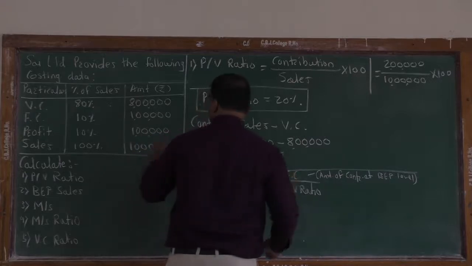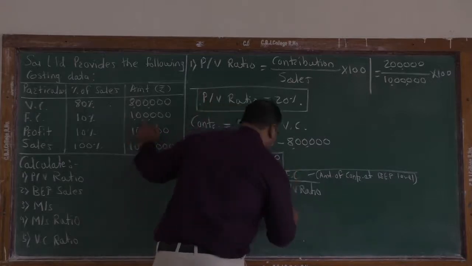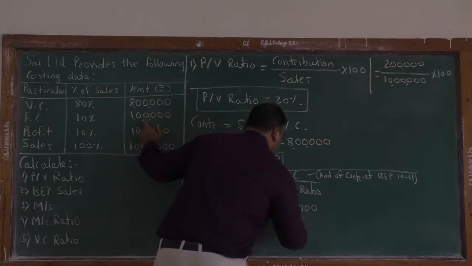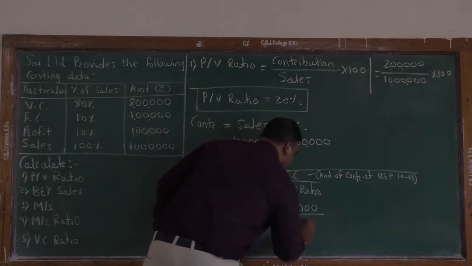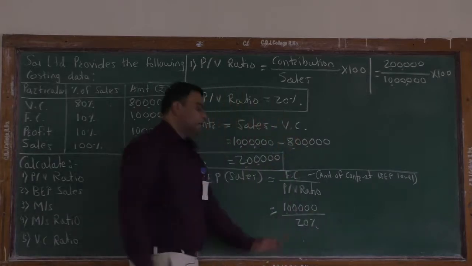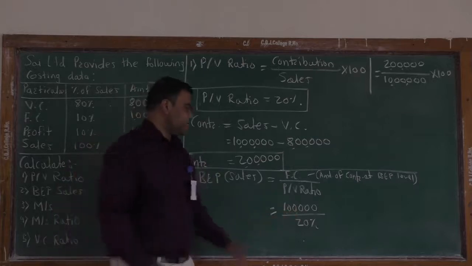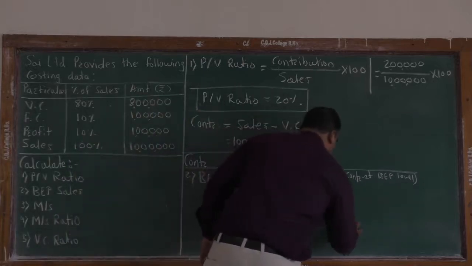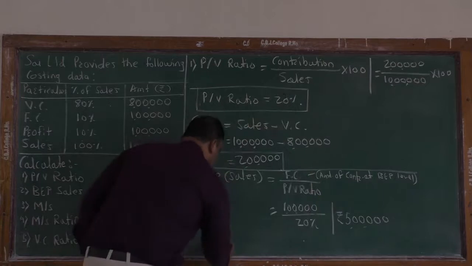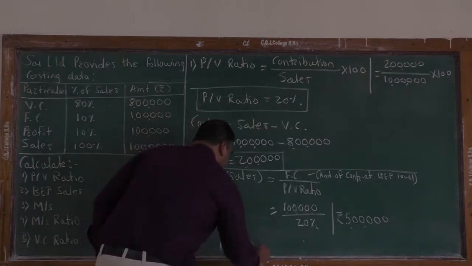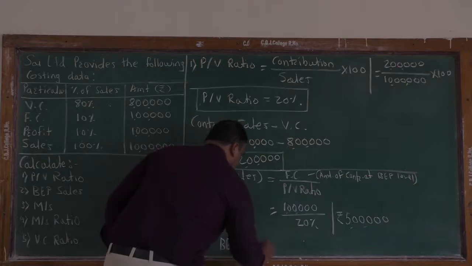So fixed cost, which is already given, is rupees 1 lakh. So 1 lakh fixed cost upon PV ratio, which is 20%. So 1 lakh divided by 20% is equal to rupees 5 lakh, which will be the amount of BEP sales. So BEP in rupees is rupees 5 lakh.